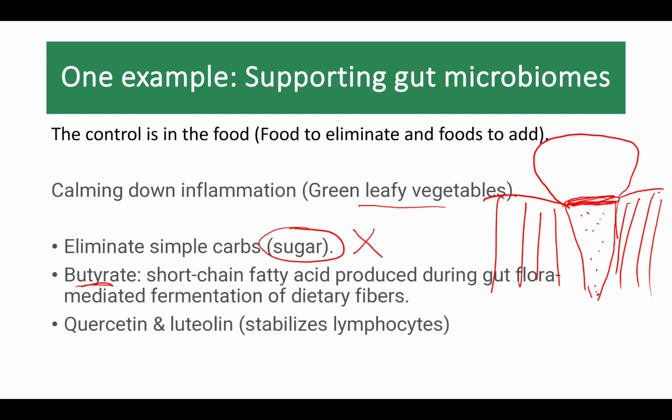This butyrate is a fatty acid produced by gut flora, meaning the gut bacteria, during the fermentation of dietary fibers. So dietary fibers are very important. There are other molecules like quercetin and luteolin. These can also be used as supplements. These can calm down chronic inflammation. So here I would like you to take note of butyrate and quercetin and luteolin.